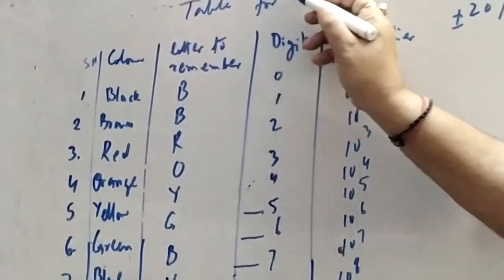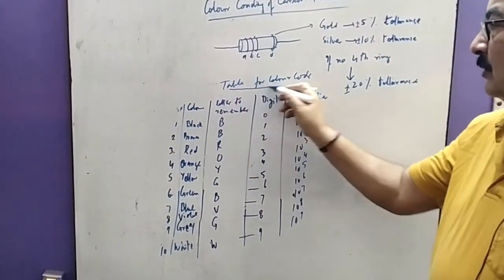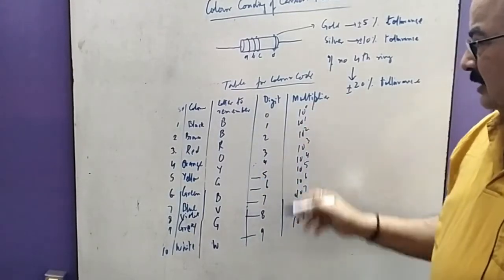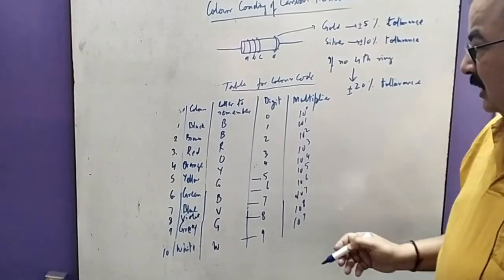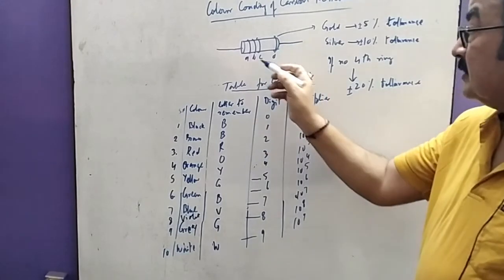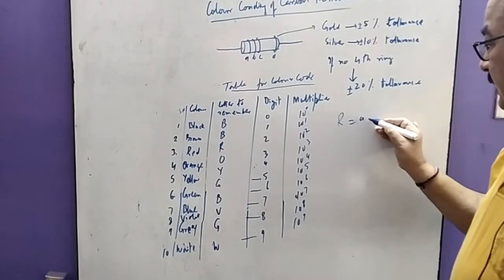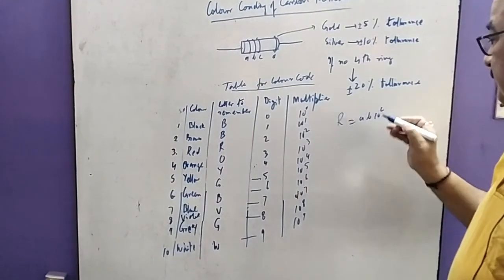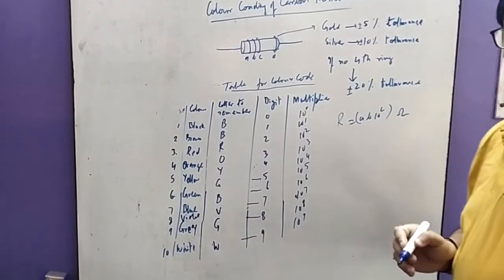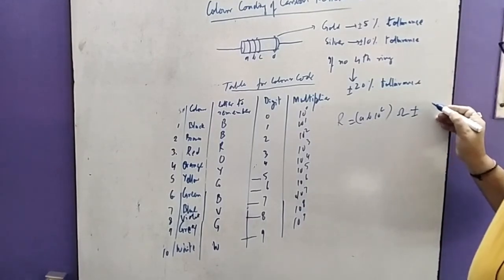This is the table for color code. We have seen the colors, the letters to remember, the corresponding digits, and the multiplier. Remember that the first and second bands are A and B. The resistance is AB times 10 to the power C ohm. This is the general idea of how we decide, and of course there is some plus minus tolerance.